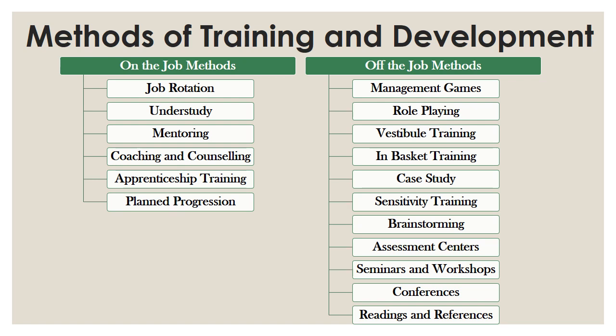Okay, so these are the methods of training and development, which include on the job and off the job. On the job means job rotation, understudy, mentoring, coaching and counseling, apprenticeship training, planned progression, where the employee learns by doing the job while he is on the job. Off the job includes management games, role play, vestibule training, in-basket training, case study, sensitivity training, brainstorming, assessment centers, seminars and workshops, conferences, readings and references.